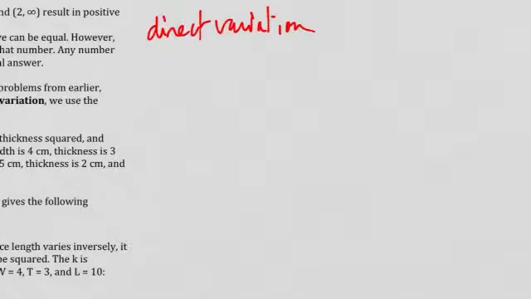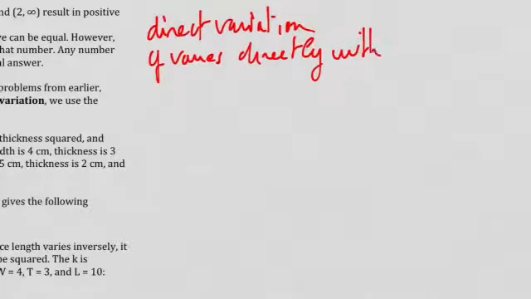let's say y varies directly with x. Well, I'm going to translate that with y equal k times x. K is the constant of proportionality. K is the constant. And when I vary directly, y equal k times x.